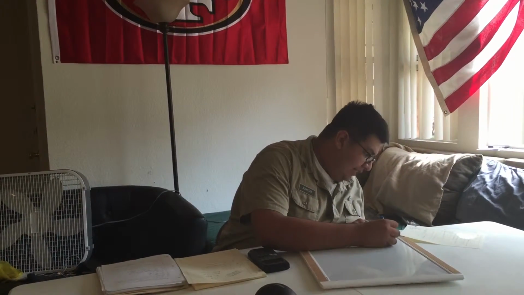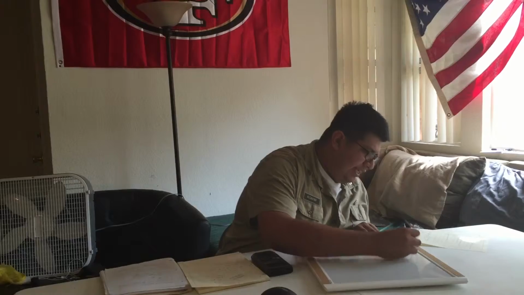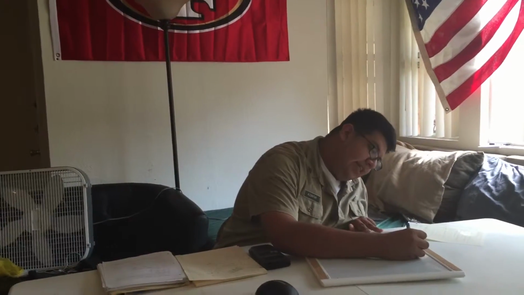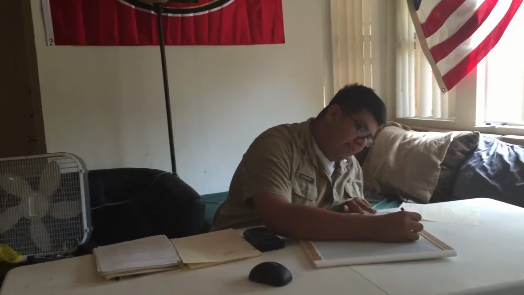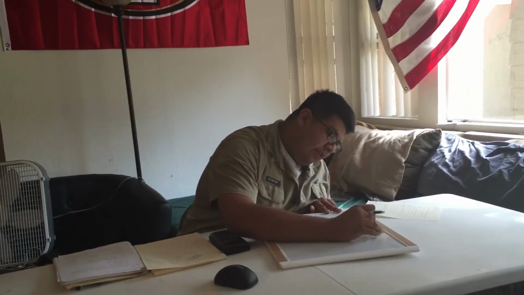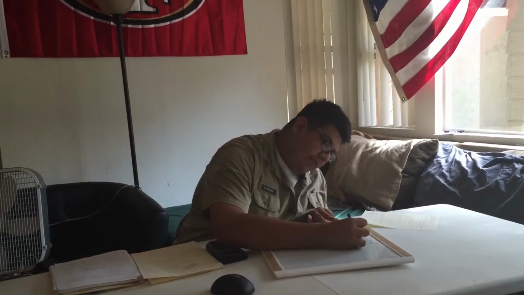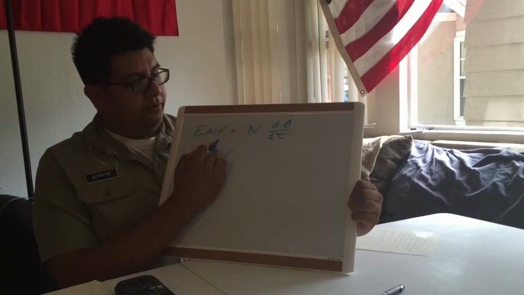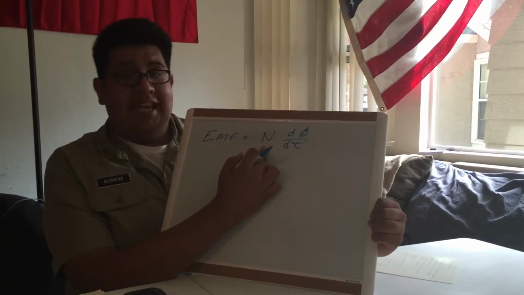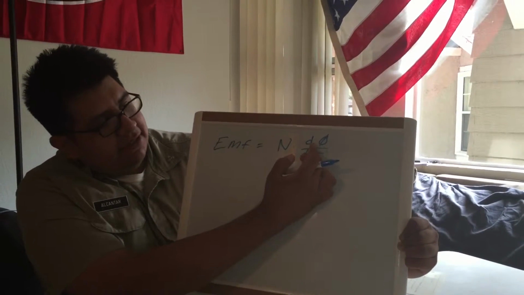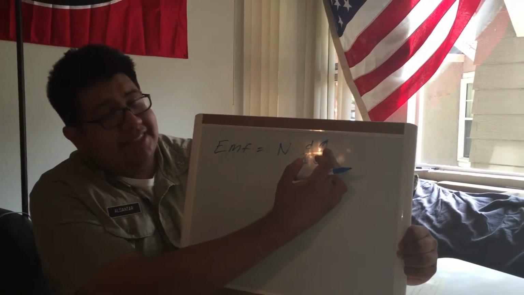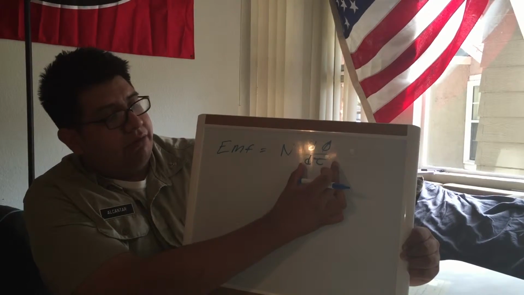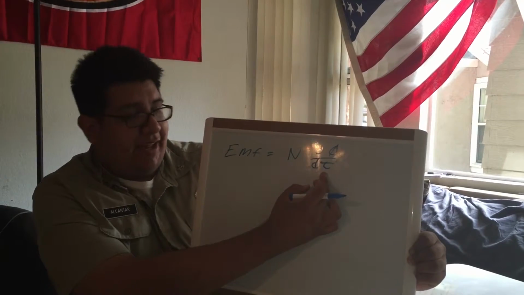So right now, I'm going to put up Faraday's equation. We have an EMF, which is going to equal the number of turns times the derivative of the magnetic flux divided by the derivative of time. You guys can look at that right now. EMF, my electromotive force, is equal to the number of turns, N, times d, my derivative symbol, of the magnetic flux, which I'm going to go over really soon, with respect to time.